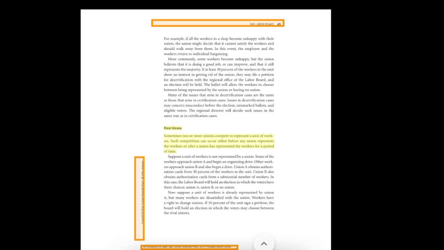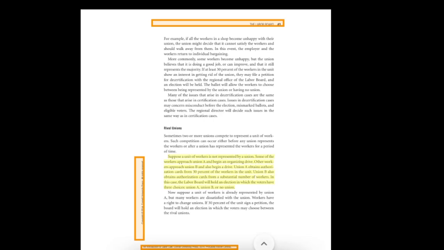Rival unions. Sometimes two or more unions compete to represent a unit of workers. Such competition can occur either before any union represents the workers or after a union has represented the workers for a period of time. Suppose a unit of workers is not represented by a union. Some of the workers approach Union A and begin an organizing drive. Other workers approach Union B and also begin a drive. Union A obtains authorization cards from 30% of the workers in the unit. Union B also obtains authorization cards from a substantial number of workers.